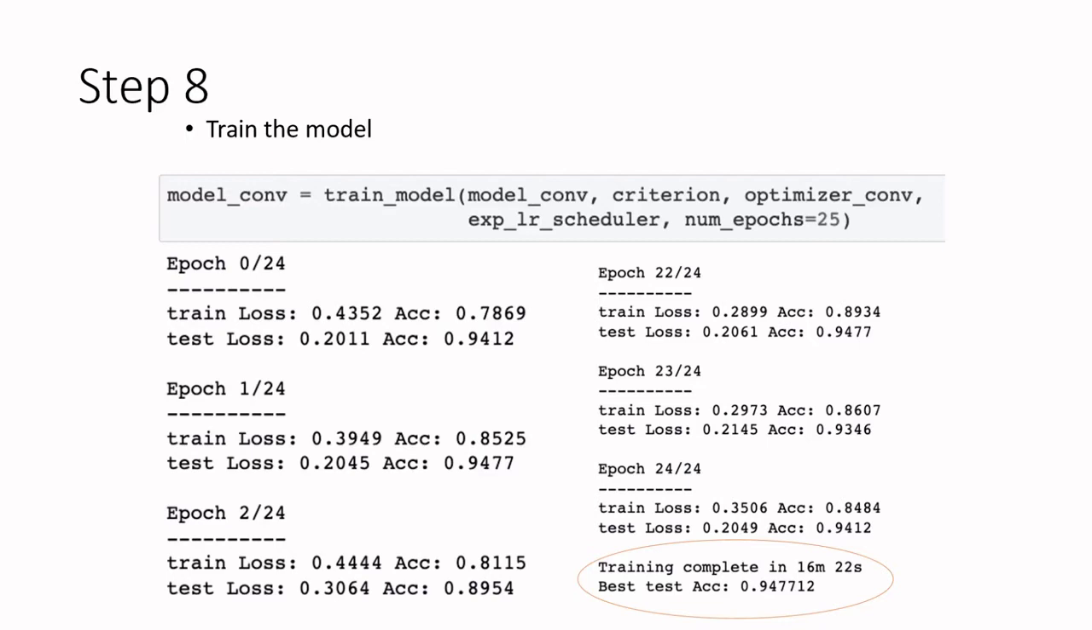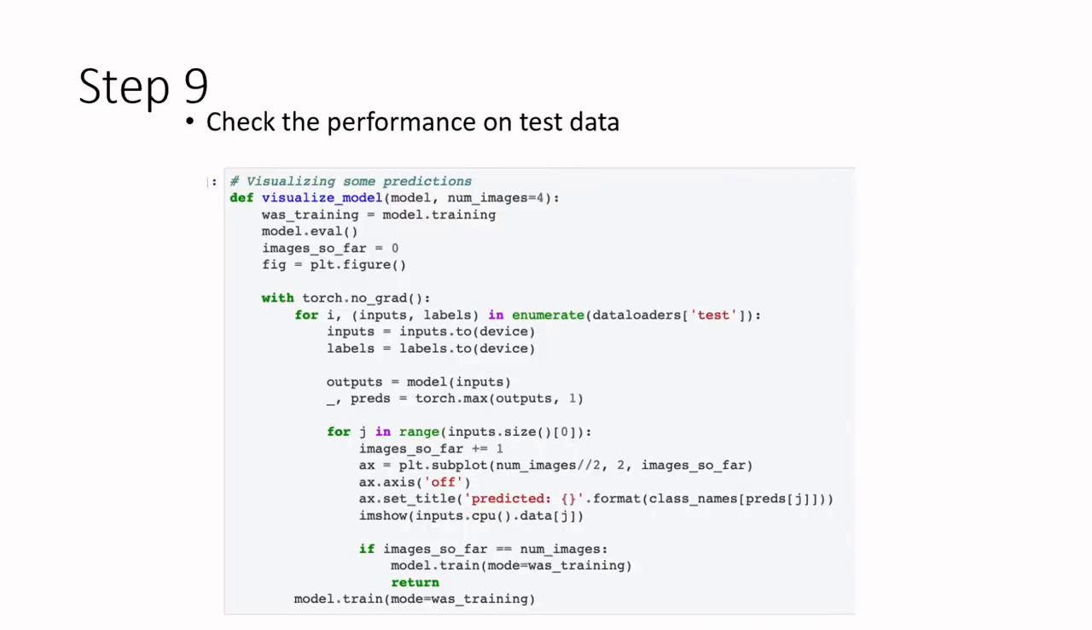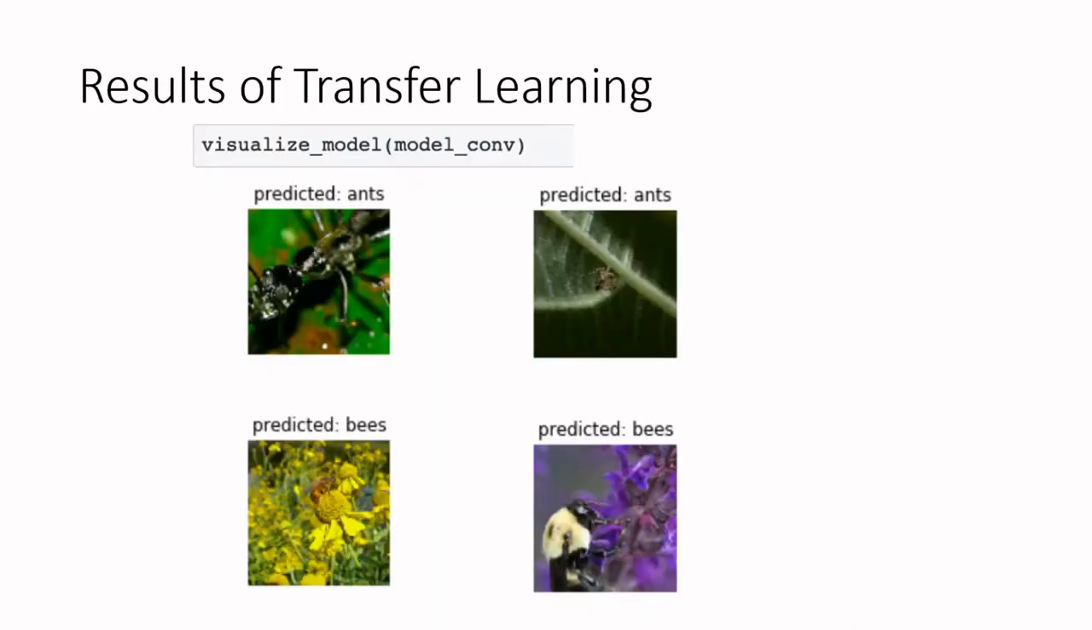And the best accuracy that we got was 94.77, which possibly was at the end of the 23rd epoch over here. So that's basically how you will do the transfer learning. Let's just check performance on test data. So basically what we are doing here is just feeding the test examples and seeing how well the network is responding to those examples. And here we show you some results of transfer learning.